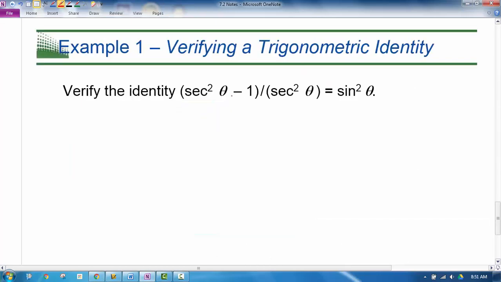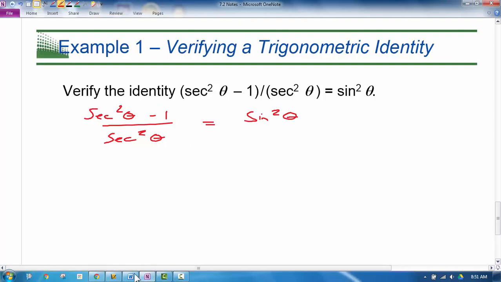Here's an example where we have secant squared of theta minus 1 over secant squared of theta, and we know it's going to equal sine squared of theta because we're verifying this identity. So we're going to start with the left-hand side here, and we're going to try to simplify it.